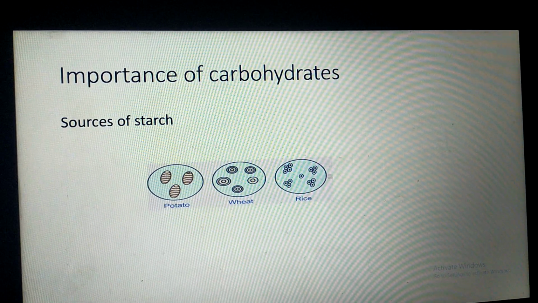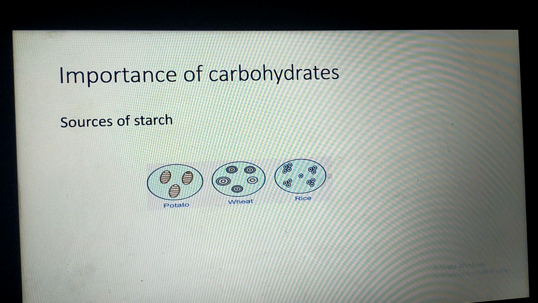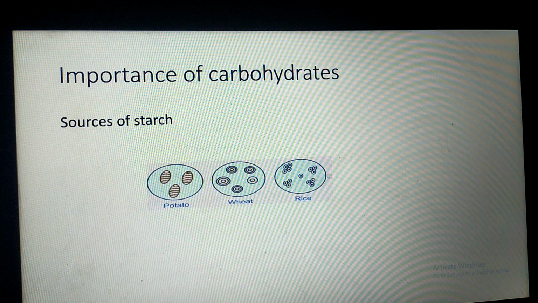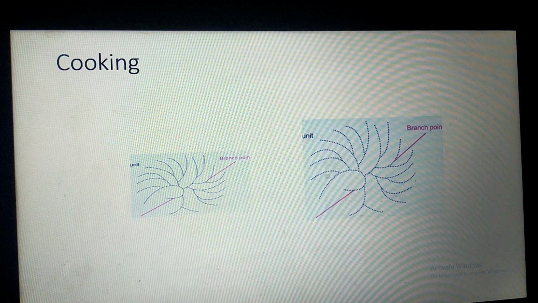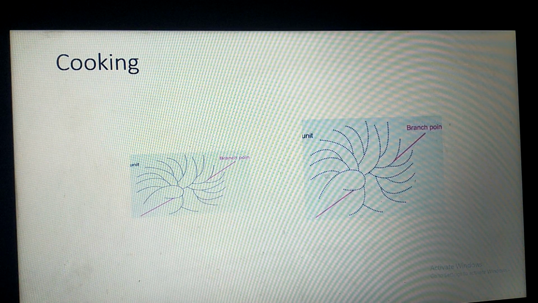So if you see, various sources of starch molecules are shown here, that is potato, wheat and rice. If you compare the size, then you can understand that in all these three cases the size of starch granule varies. On cooking, the size of starch granule increases, therefore more surface area is available for action of enzyme amylase and it can be easily digested.